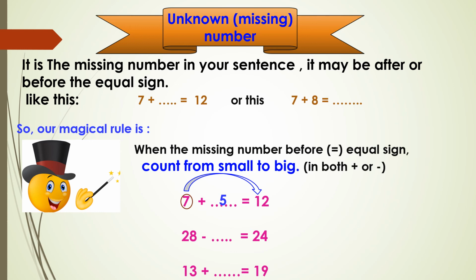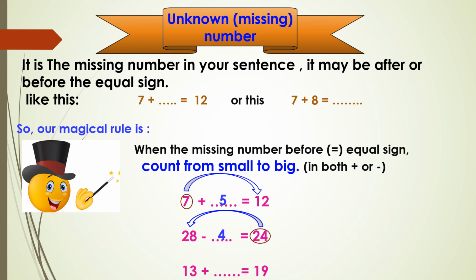Okay, the next one, 28 minus what equals 24? We said we count from small to big. Small number here is what? 24. So we will count from 24 to 28. Okay, all of you count with me. After 24, 25, 26, 27, 28. How many fingers do we have? 4. So we will write 4.